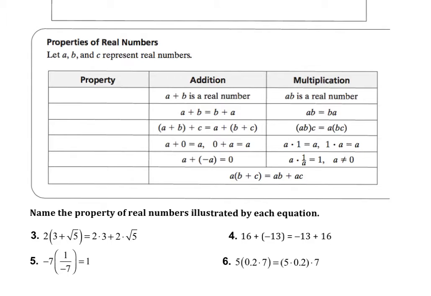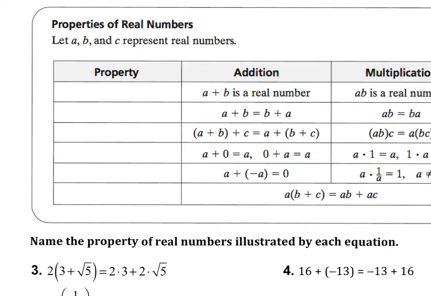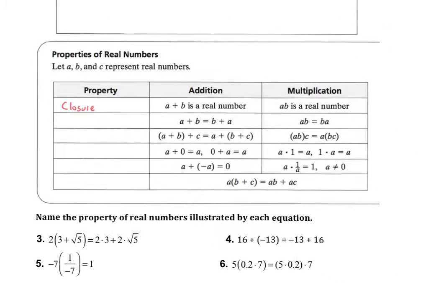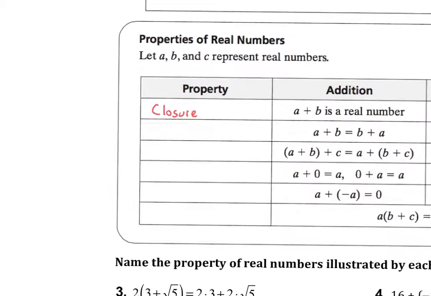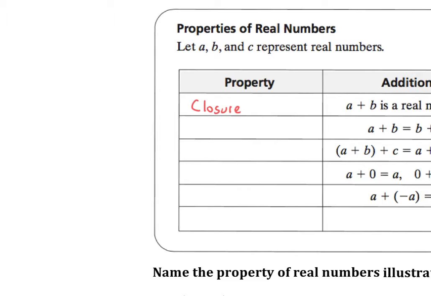The first property right here says that if A plus B is a real number, so if A is real and B is real, when I add them together, it's a real number. That is called the closure property. More specifically, this one is the closure property of addition. This one is the closure property of multiplication. Let me just clarify exactly what closure means.